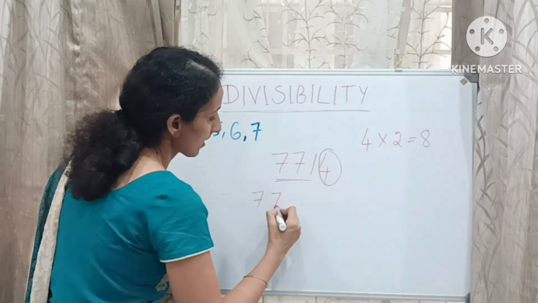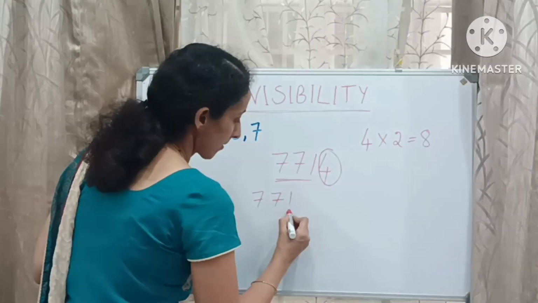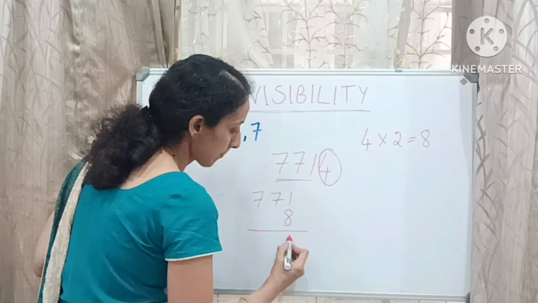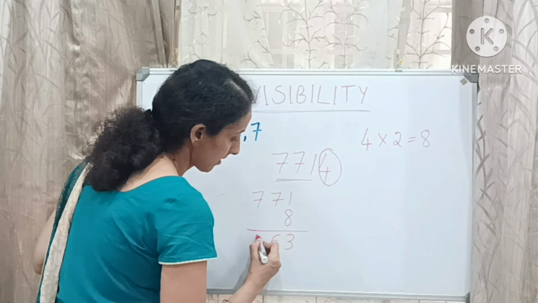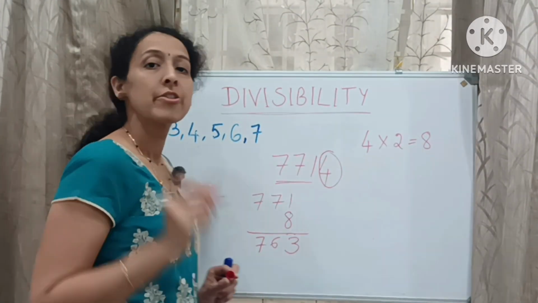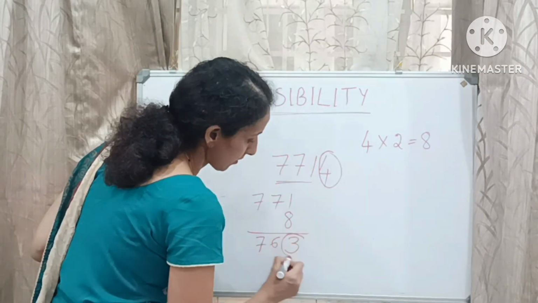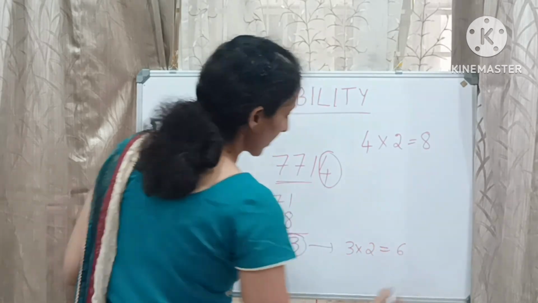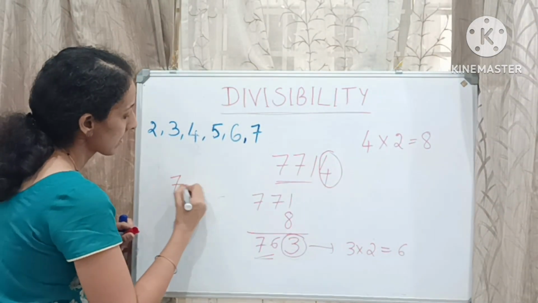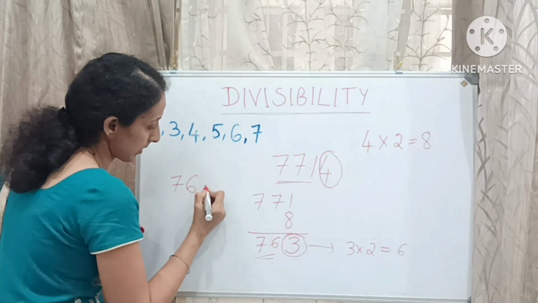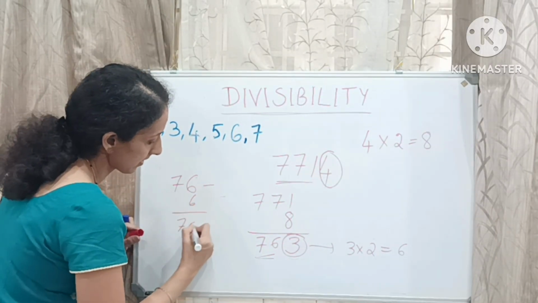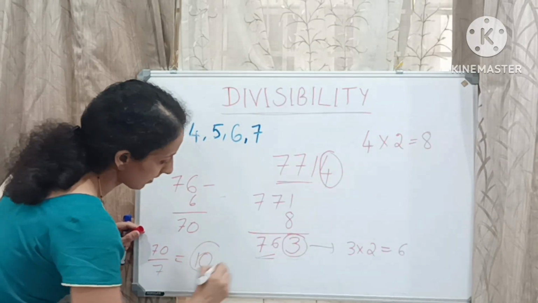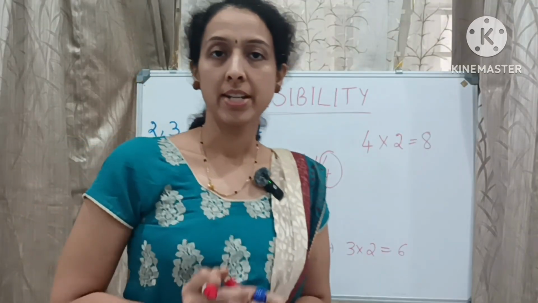And take the rest of the numbers. We are left with 771 and subtract this 8 from it. So we have 3, 6, 7 here. Now for this number, we have to apply the same procedure, that is to take the last digit, multiply it by 2, we get 6, take the rest of the numbers, 76, and subtract that number, we get 70. We know that 70 divided by 7 is 10 because 7 tens are 70.